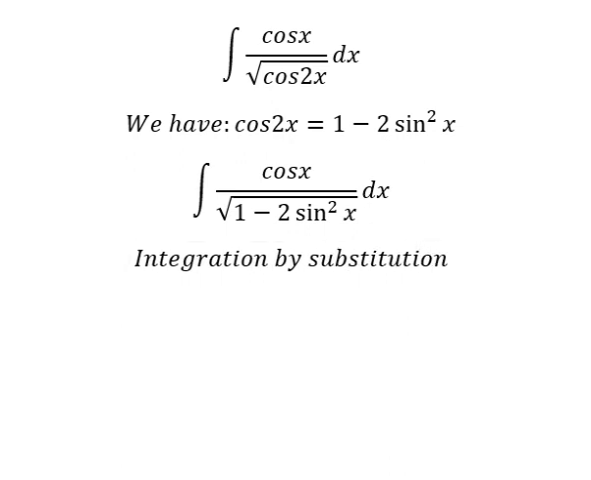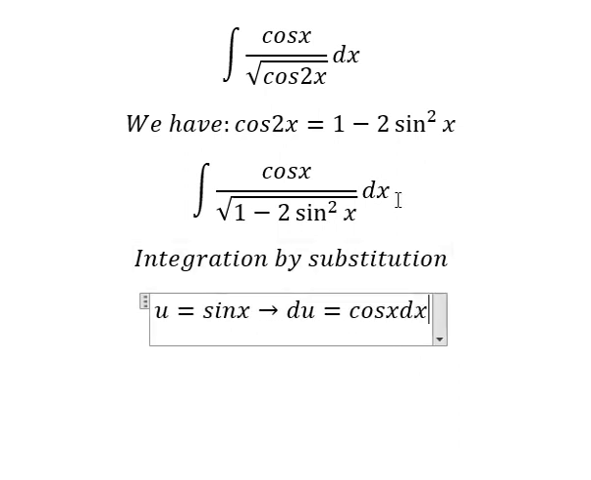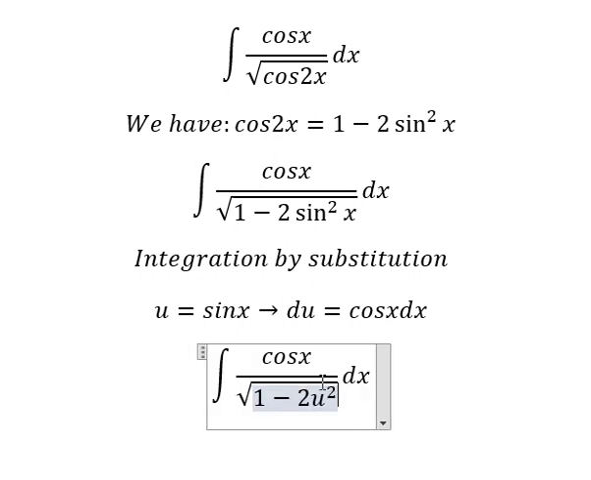So I will put u equals sine x. Later, we need to do first the derivative for both sides, and we have cosine x dx. This one we change for u. Cosine x dx we change for du.